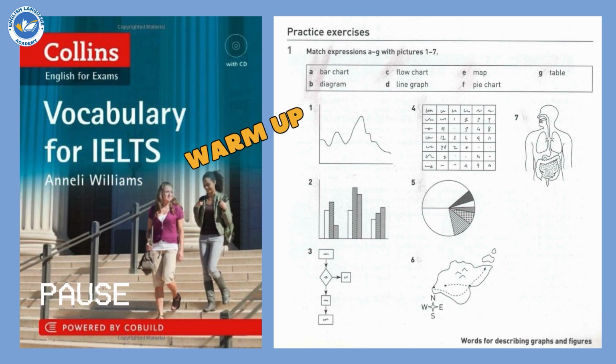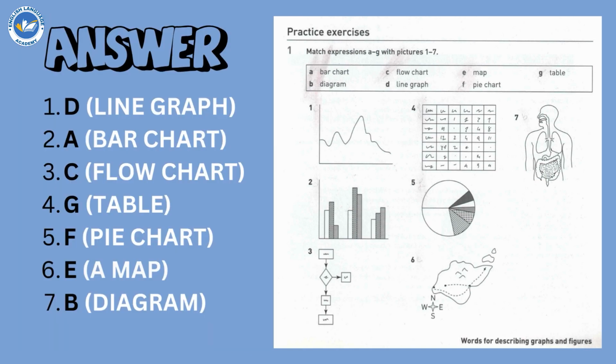So we have A, bar chart, B, diagram, C, flowchart, D, line graph, E, map, F, pie chart, G, table. Pause the video now and see how many you get correct. Now for some of you this may have been easy, while for others it may have been quite difficult.